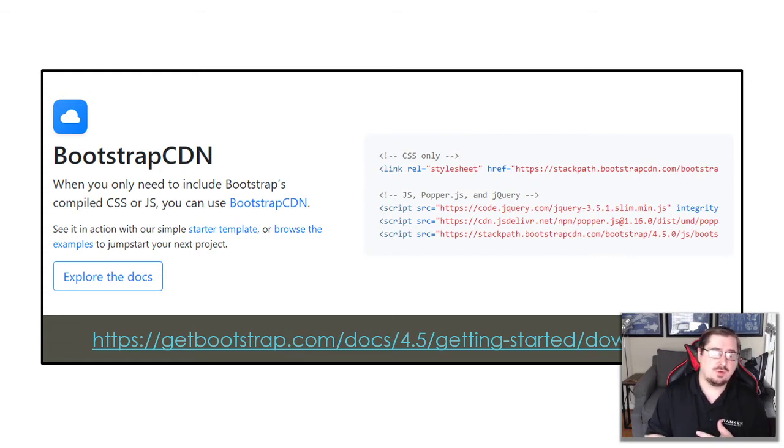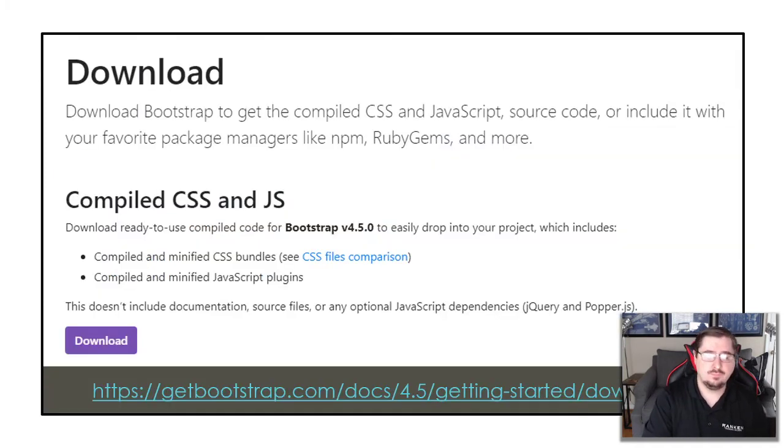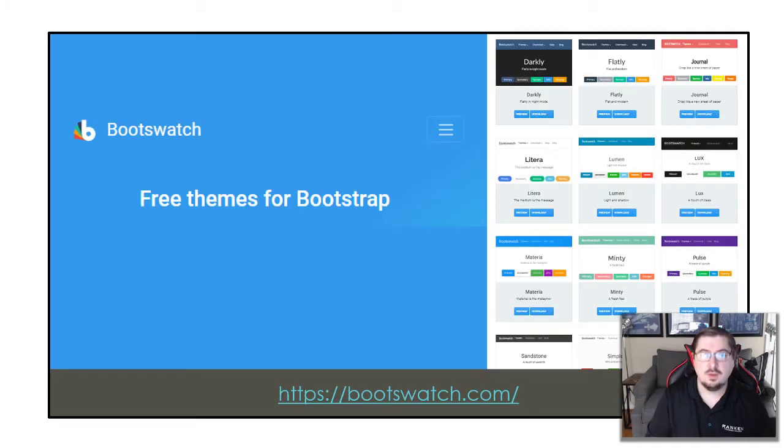You can get Bootstrap via CDN or by downloading the files directly. You can go to this download page here, and that will give you some more info about how to do that. So you can get it via CDN or you can get it via download, as we see. Bootswatch provides several themes which are a drop-in replacement for the default look and feel of Bootstrap websites.